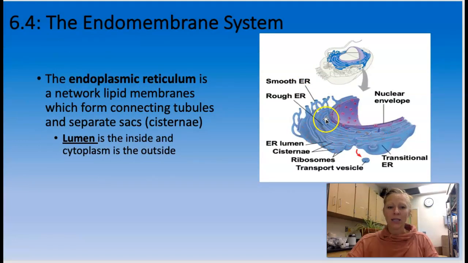So here, it's a network of lipid membranes, and they are connecting sort of tubules. And when you are on the inside of these tubules, you are in the lumen of the endomembrane system. And when you're on the outside, you're in the cytosol or the cytoplasm. So when you're in the inside, lumen often means the inside of something.